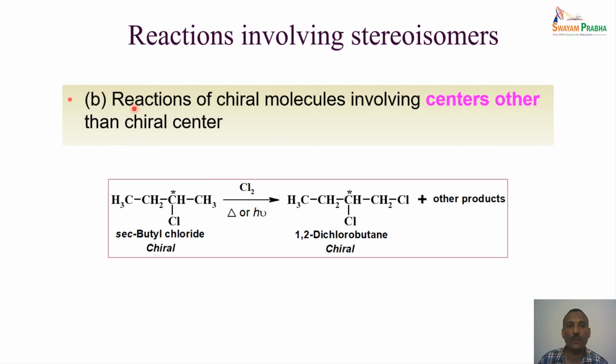Next we will look at another reaction: the reaction of a chiral molecule involving centers other than the chiral center. We will take the same example, secondary butyl chloride. We already know this is a chiral center, and it can undergo chlorination. This gives another product, 1,2-dichlorobutane, along with many other products.